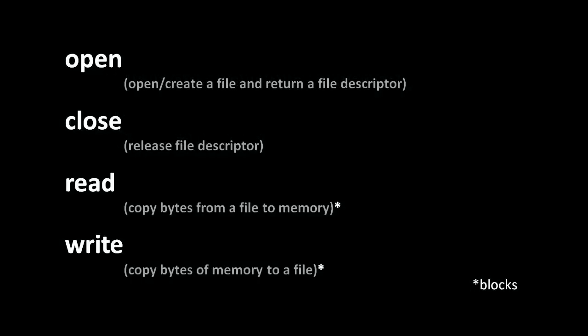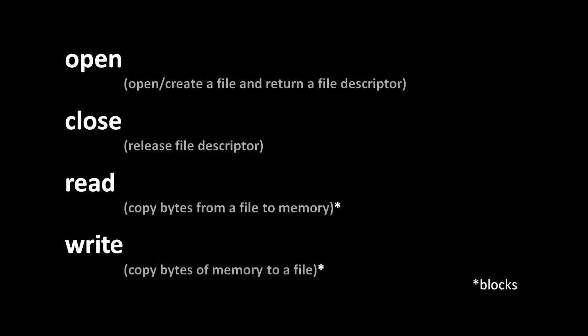The four most basic system calls for dealing with files are open, close, read, and write. Read and write are quite self-evident. Read will copy bytes from the file to memory in your process, whereas write does the opposite. It copies bytes in your process to the file. When reading and writing a file, however, that file has to be open.